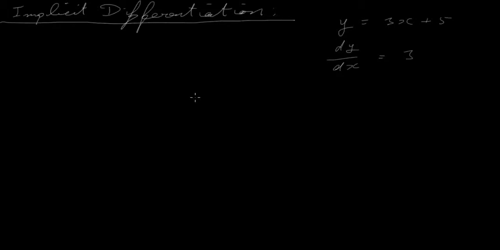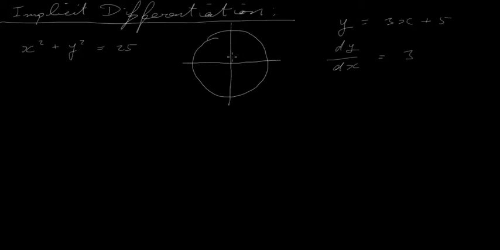So that's fairly straightforward. But if we have a function that looks like this: x squared plus y squared is equal to 25, we don't have y in terms of x, so a function is implied here, if you like. Now this is simply the equation of a circle. So it looks something like this, and you've got center 0, 0 here. And you have a radius here of 5, the square root of 25.